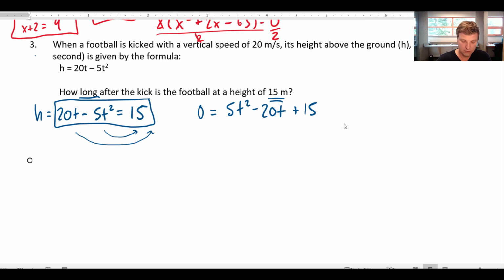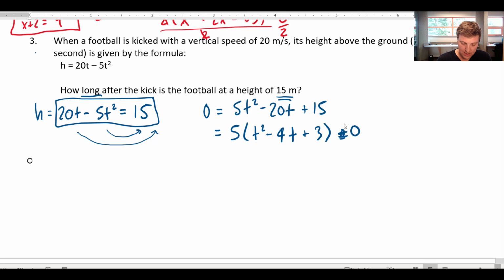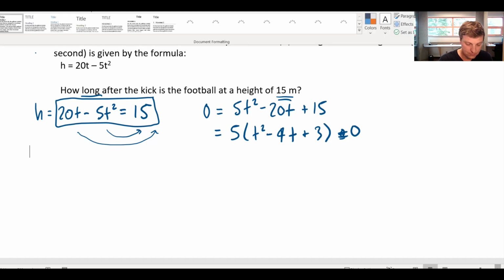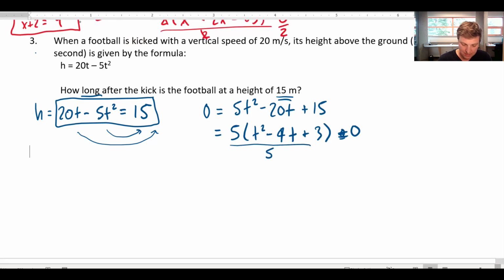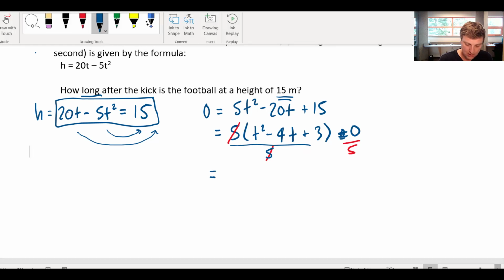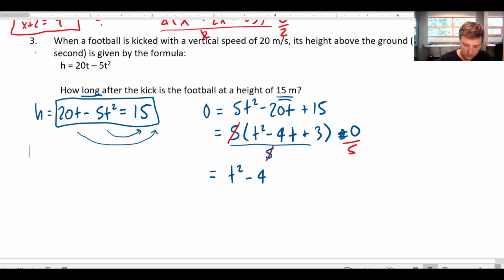So I'm just going to go ahead and solve. Before I do, I think I'll take out a factor of 5. So t squared minus 4t plus 3. Took me a second. And that's going to equal 0. And so again, I can just divide both sides by 5. Divide that by 5, divide that by 5, and then this is going to cancel out. That's gone. And so what I've got here is t squared minus 4t plus 3 equals 0.